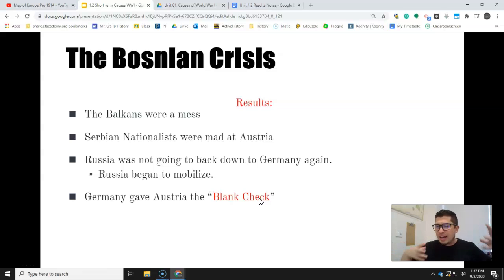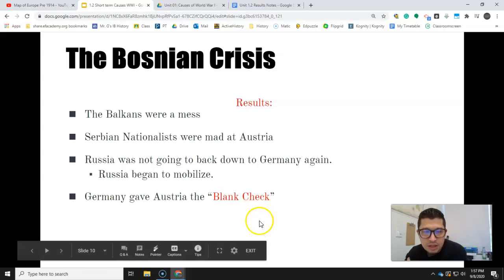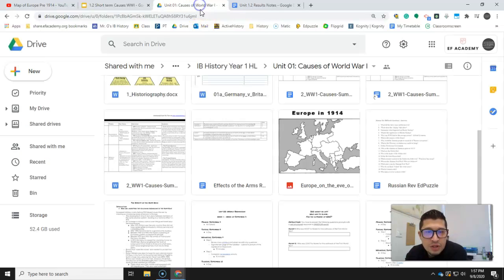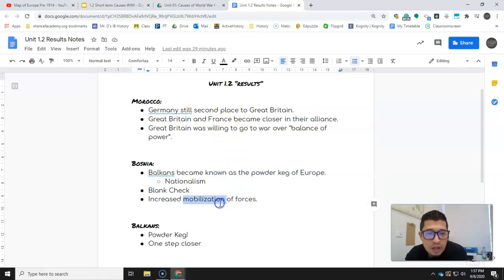So there's a lot going on. That's why I said that those long-term causes are so deep-rooted. This is alliances and nationalism and militarism all boiling into one short-term event, the Bosnian crisis. Let's go back to here real quick. Another result of everything in Bosnia is we're getting one step closer. Mobilization is happening. Countries are telling their militaries to be ready for an attack.